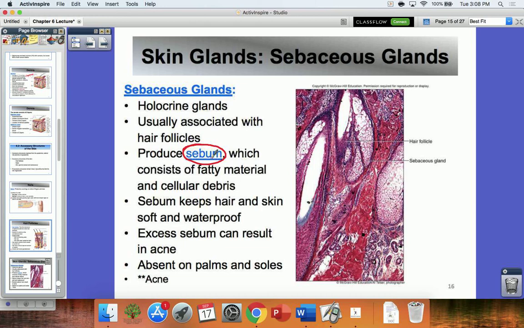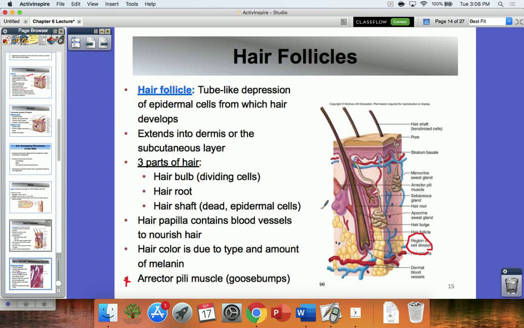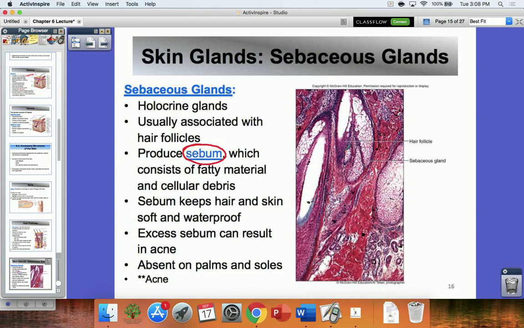And again, we have to have this, and it's associated right next to a hair follicle. I'm going to go back to this picture here. These are the sebaceous glands. And so they literally secrete sebum right to that hair follicle so that it can moisturize and soften that hair. Now, there can be issues if you have inflammation of the sebaceous gland, and that will be called acne. If you have too much sebum or inflammation of the sebaceous gland, that's going to cause acne.